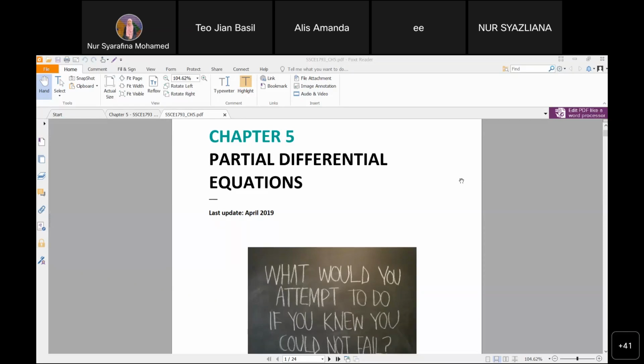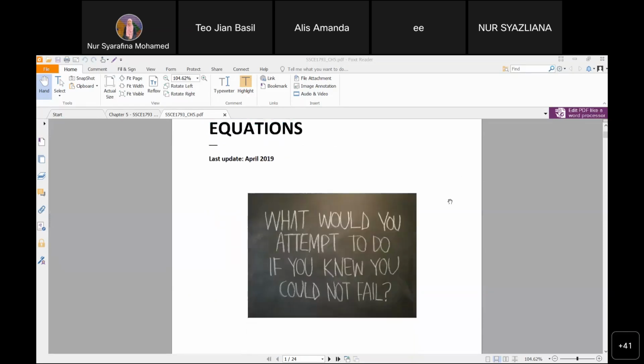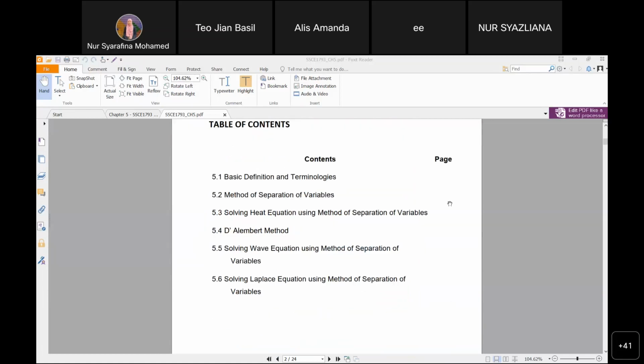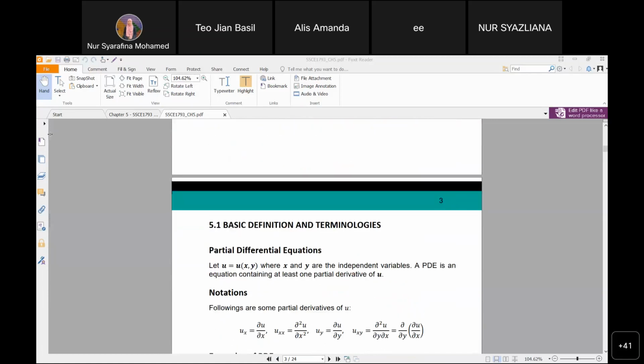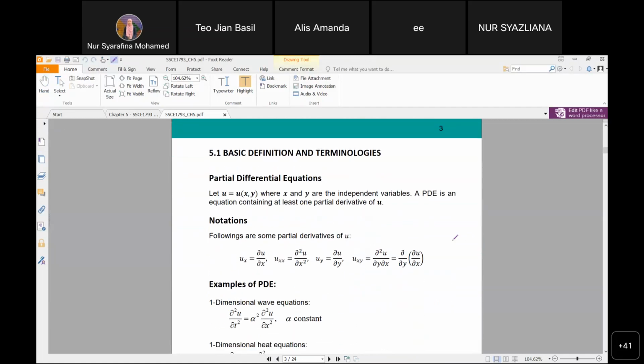Okay, so what is partial differential equation? All right, so let's go briefly about this. I'm not going to go into details, but I'm going to explain another example instead of the one example that I showed in the video. Okay, so what is partial differential equation? The partial differential equation, the PDE, is when the equation contains at least one partial derivative of u.